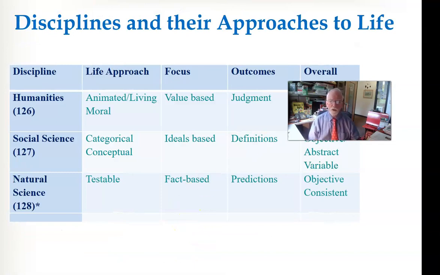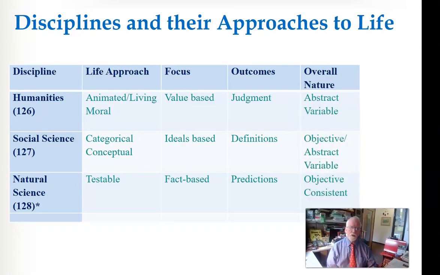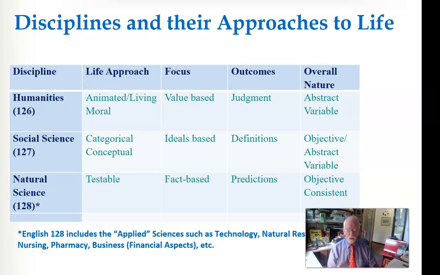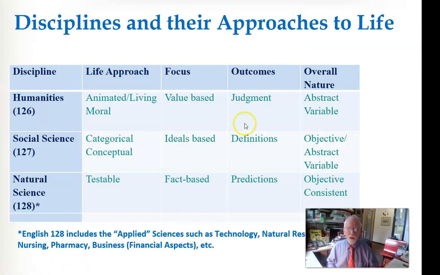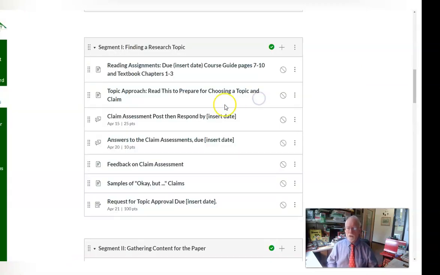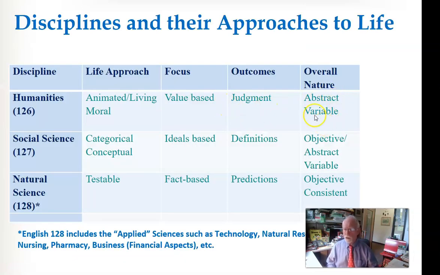If we take a look at the different approaches and different disciplines, first of all, in the humanities, English 126, the approach taken in that discipline is that life is animated, life is living, life is moral. So the focus is value-based. How can we determine what is good or what is bad? And then the outcome is a judgment. The overall nature of this is abstract, and it's variable depending upon the values that are being used.